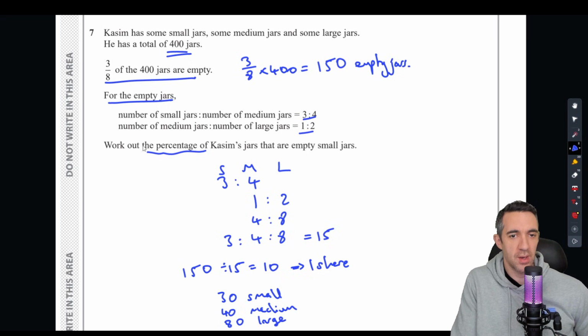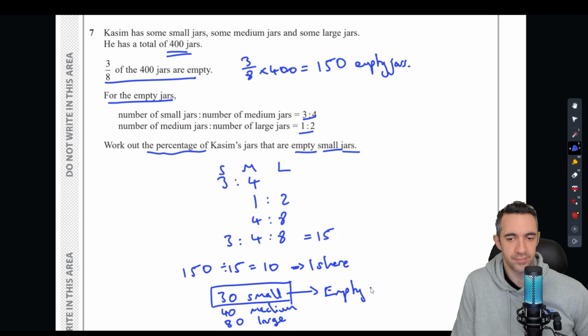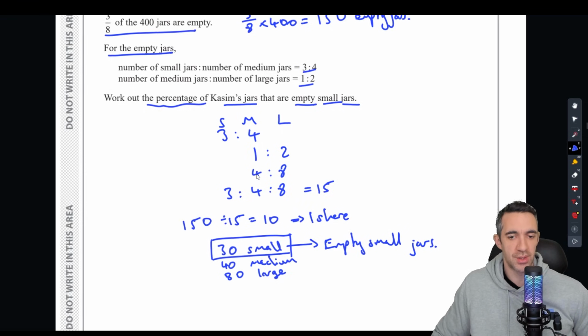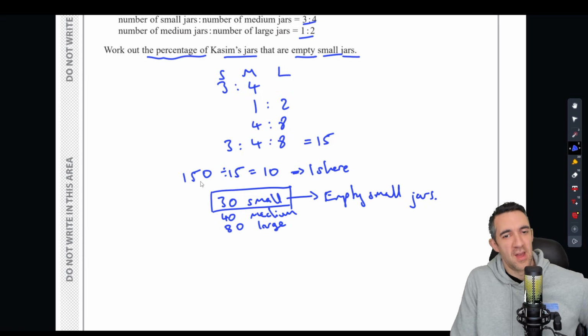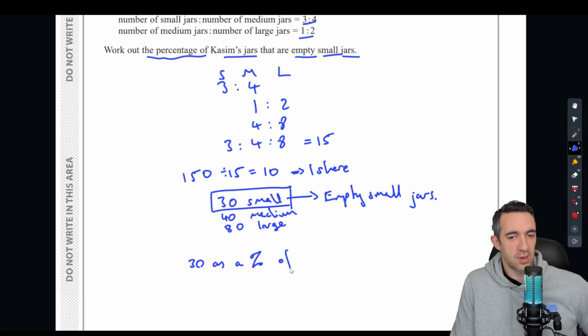Fine. Work out the percentage of Kasim's jars that are empty small jars. So we know that's the 30. So the 30 is the empty small jars. Okay, empty small jars. So we just need to turn that into a percentage of all of them. So as a percentage of the 400. I think it's got to be as of the 400 because I could do it as the 150. But then because you could have done that from the ratio, I don't think that'd get you the mark. I think it's got to be 30 as a percentage of 400. That's what I think I need to do.